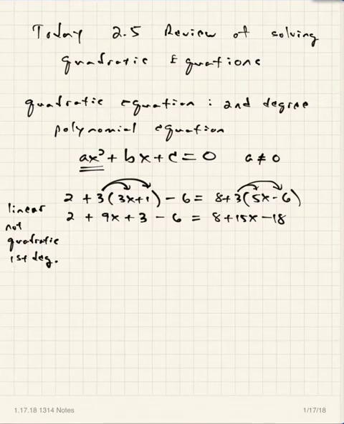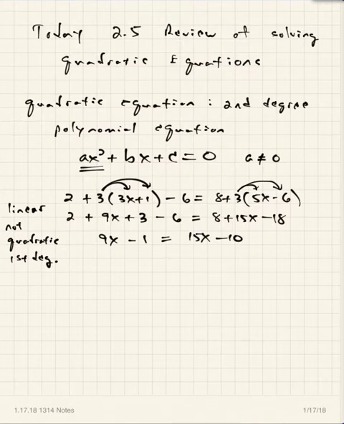But next thing we would do is collect like terms. So I have 9x, and then 2 plus 3 is 5. I'm collecting like terms. Minus 6 is minus 1. So on the left side of the equation, you have 9x minus 1. And on the right side of the equation, you have 15x minus 10. 8 minus 18 is negative 10.